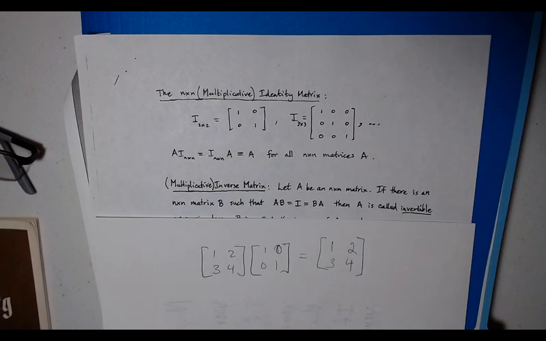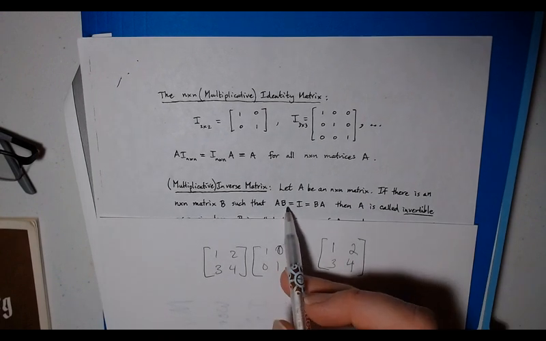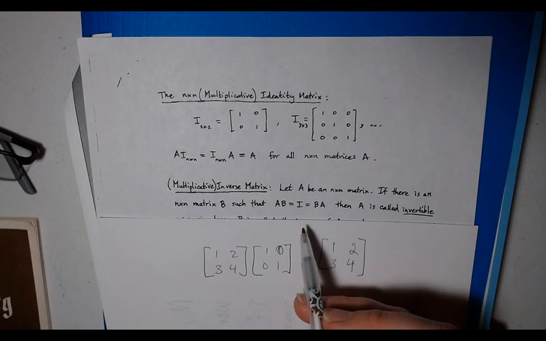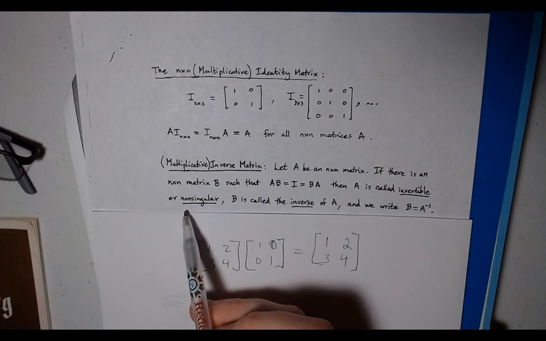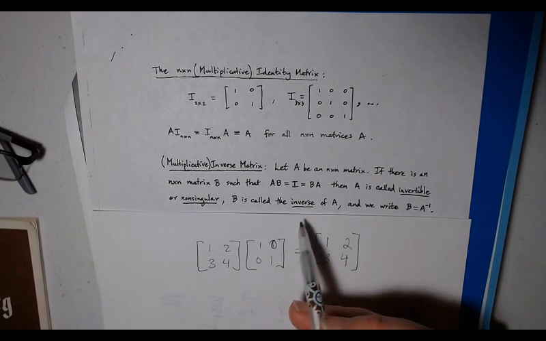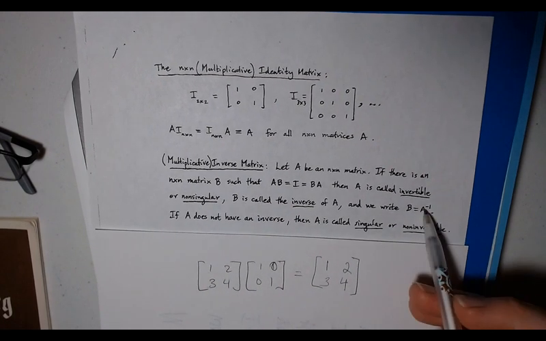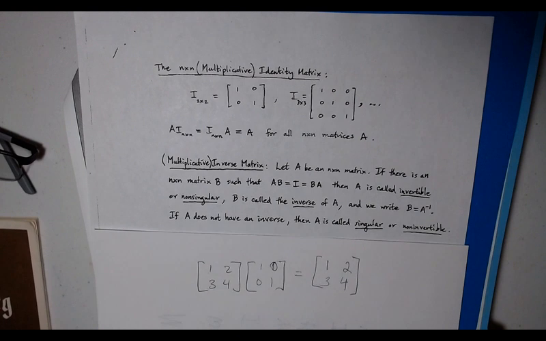So another important thing to consider for matrices is whether or not they have an inverse. That is, if A times something is the identity matrix and that same thing times A is the identity matrix, then A is invertible. We also call it non-singular. You don't have to worry about that. Invertible is fine. And then B is called the inverse of A, and we normally write that as A to the negative 1 power, or just call it A inverse.